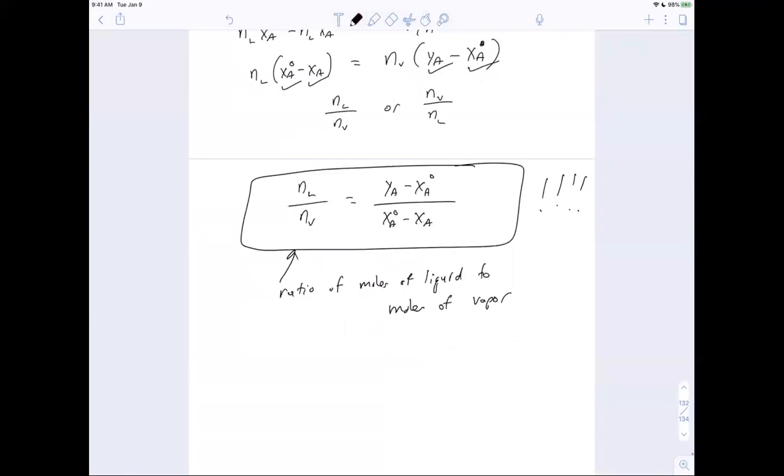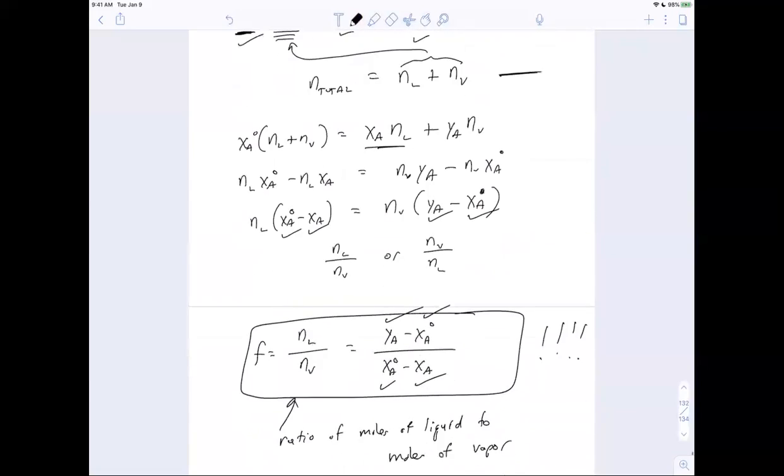So once we have NL over NV, which is just some fraction, right? And this is known. So these guys are known. All of these guys are known. You can read them from the phase diagram, which means that this ratio, we can call this F for fraction, let's say, right? This ratio or this fraction is known. Okay. Any questions so far? So we know what that is. Okay.